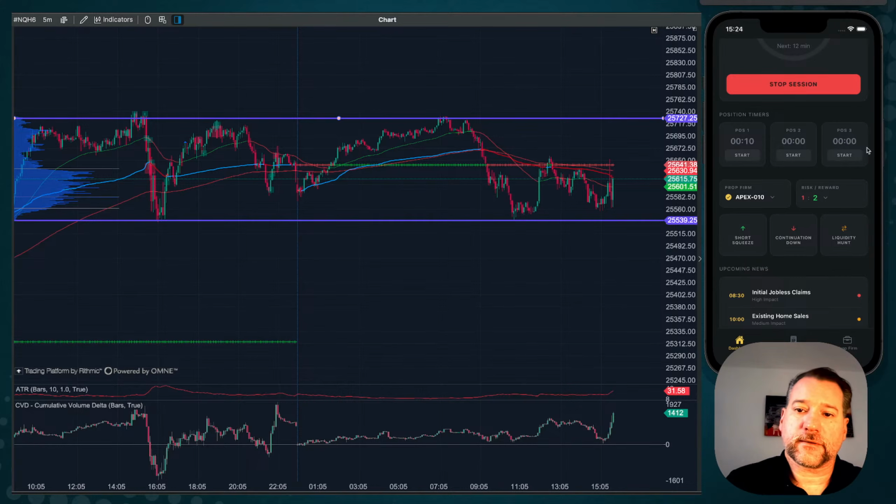Look at the volatility now here. What's going on? Okay, ATR. What is the ATR? Look at the volatility and the cumulative delta as well. So this is how I evaluate the market.